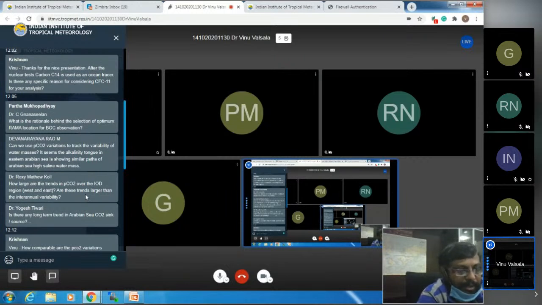Now it seems the alkaline tongue in the Arabian Sea is showing a similar path to the Arabian Sea high saline water mass, because salinity and alkalinity are tightly related. They are actually dissolved ions, except the sodium, magnesium, chlorine, etc. not involved. But other carbonaceous ions share the common pattern. That's why salinity is a proxy for alkalinity also. You can make a linear or a non-linear regression fit of salinity to retrieve your alkalinity. That's a very good observation. That's because the ions are sharing from a common family. Okay, so that's why they are looking very similar.